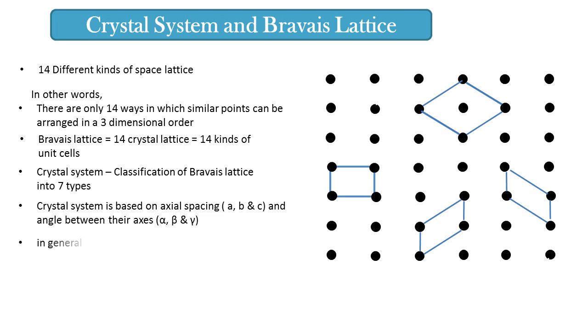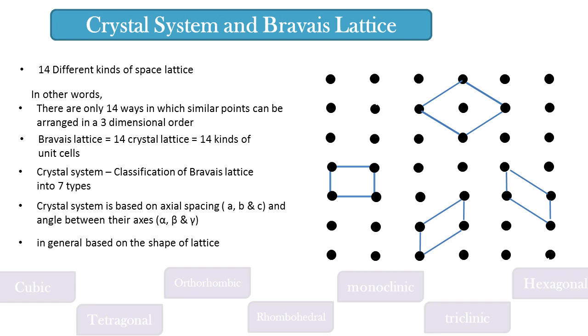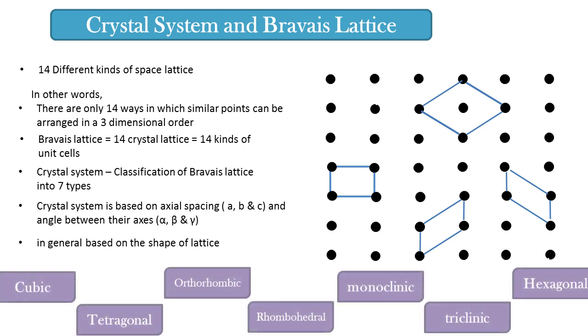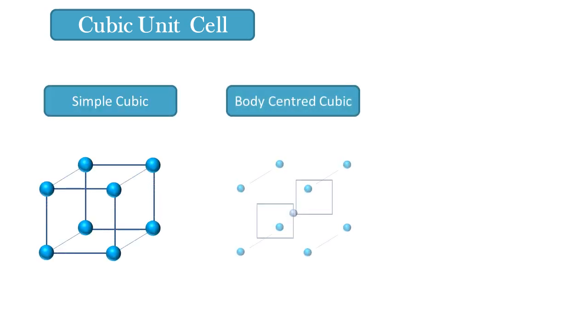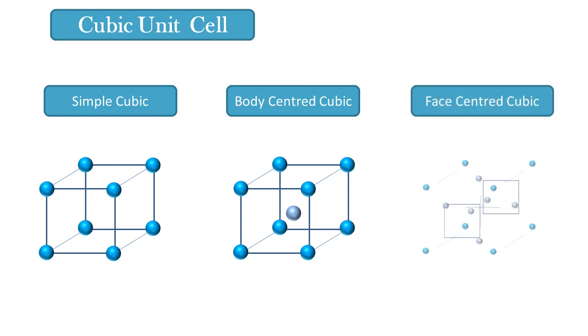In general, we can say crystal system is based on the shape of the lattice, which are cubic, tetragonal, orthorhombic, rhombohedral, monoclinic, triclinic, and hexagonal. First system is cubic system. There are three kinds of unit cell in cubic system, which are simple cubic unit cell, body centered cubic unit cell, and face centered cubic unit cell.